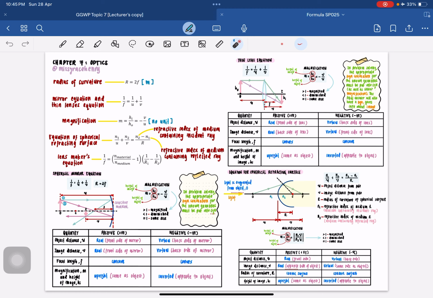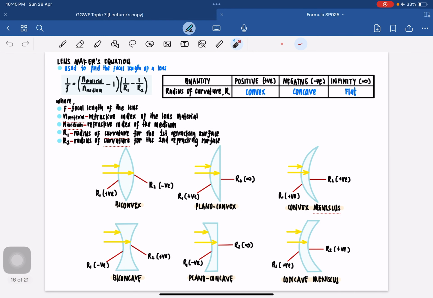Okay, so now if we have a lens, they mention it is a biconvex lens. If you refer to the next page, this is the type of lens. You actually have to memorize how the drawing of the lens looks. Now they mention specifically it is a biconvex lens, so it is supposed to be this lens.